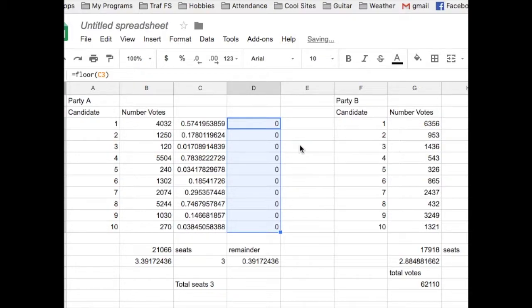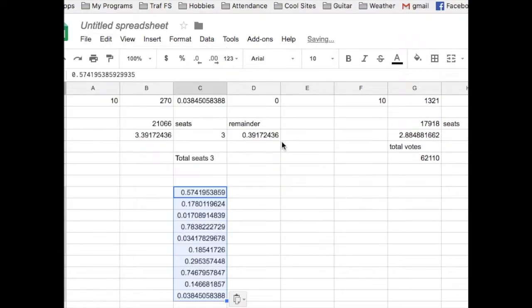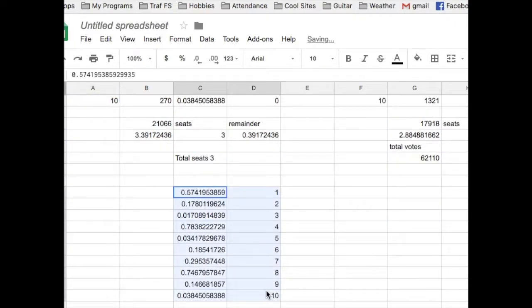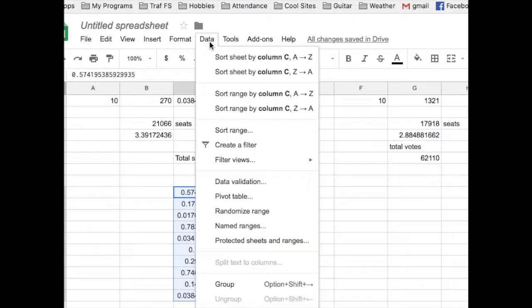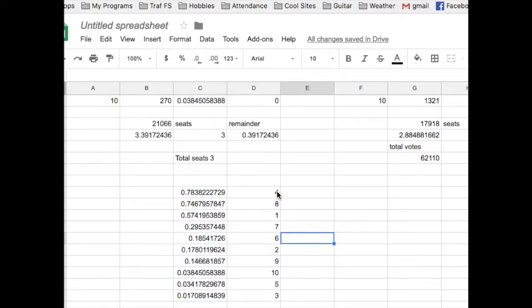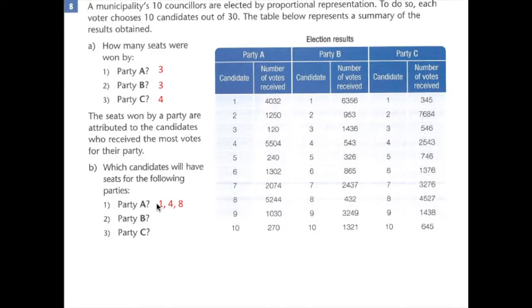Nobody got a seat on the first round. Now we want to figure out the remainder, which are these numbers. So I'm going to copy those and paste them here, using paste special, values only. I'm going to put the candidate numbers beside them here. Then I'm going to sort according to these numbers. Data, sort range. We're going from Z to A and sort. 4 gets a seat, 8 gets a seat, and 1 gets a seat. So 4, 8, and 1, or 1, 4, and 8.